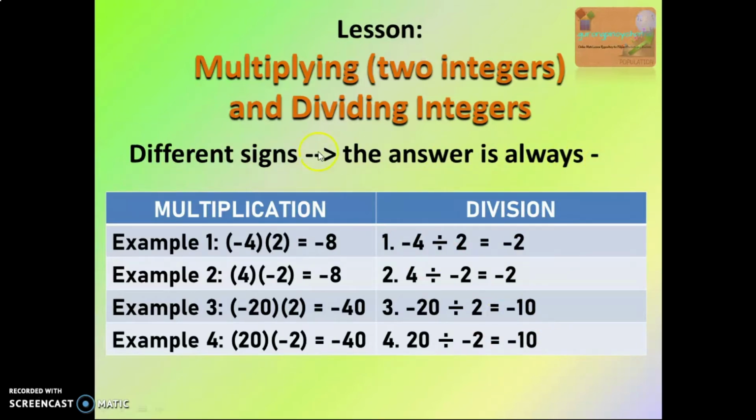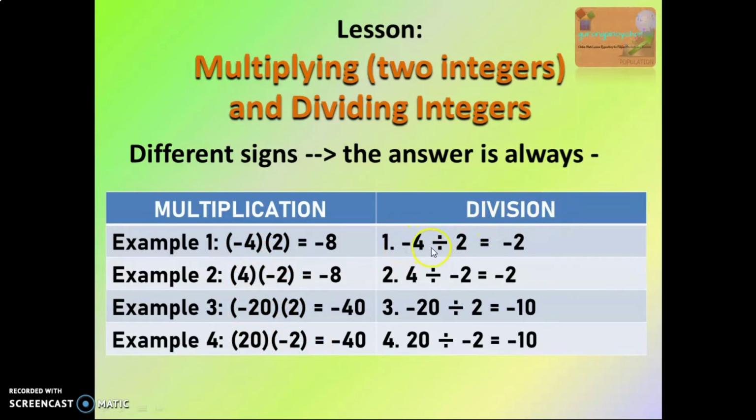Okay, now let's have for different signs, the answer is always negative. Okay, take note of that. Pag magkaiba yung sign ng dalawang integers na minumultiply natin, then the answer is always negative. So you can see here in our examples, we have negative multiplied by positive integer, positive multiplied by negative, negative multiplied by positive, positive multiplied by negative. So, we have here different signs for our factors and ganun din sa ating division.